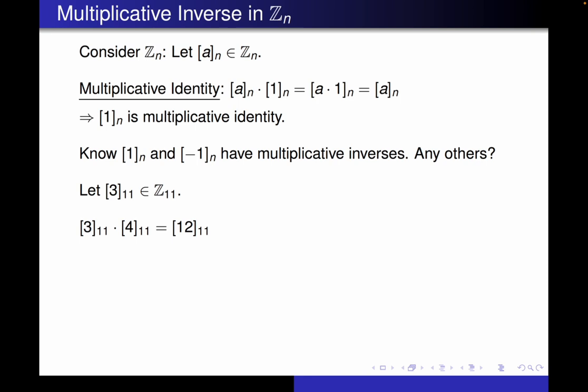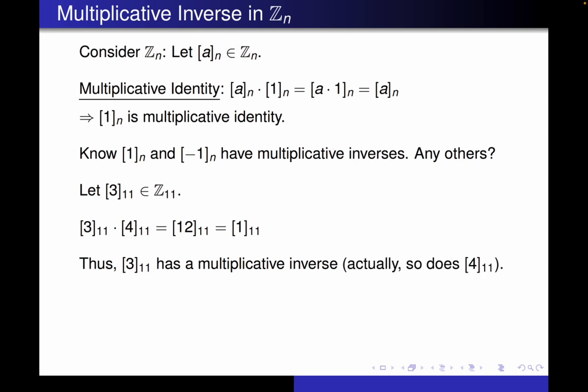However, one thing about 12 is if we're thinking about congruence, 12 is congruent to 1 mod 11. So that's actually equal to the congruence class that contains 1, which is our multiplicative identity. So that tells us that the congruence class containing 3 has a multiplicative inverse. That multiplicative inverse is actually the congruence class containing 4. And if you want to be technical about it, the congruence class containing 4 has a multiplicative inverse as well. It's the one that contains 3.